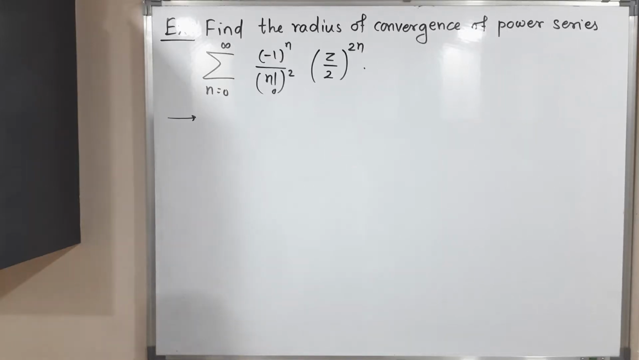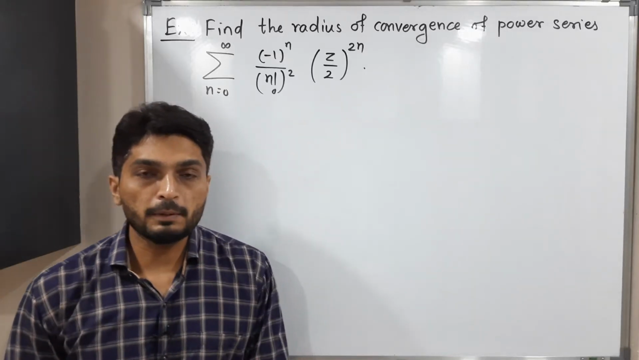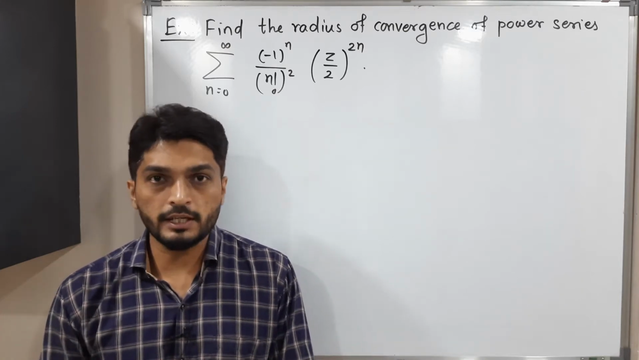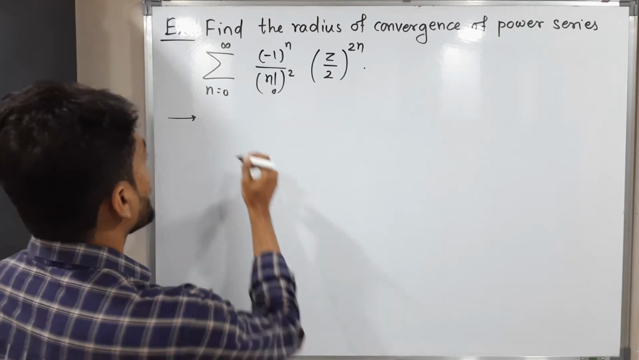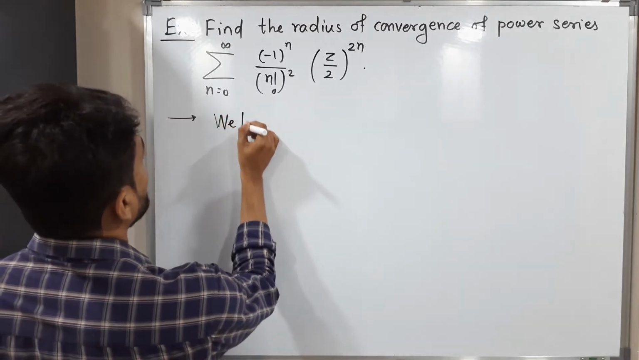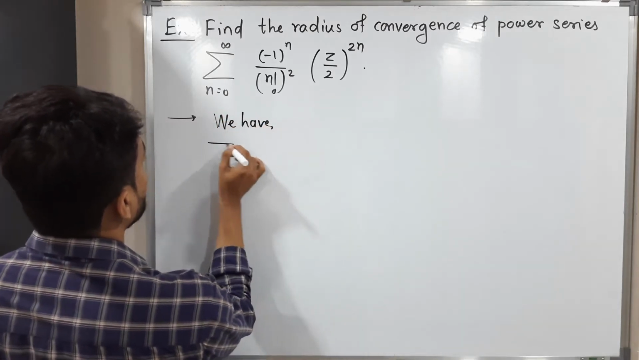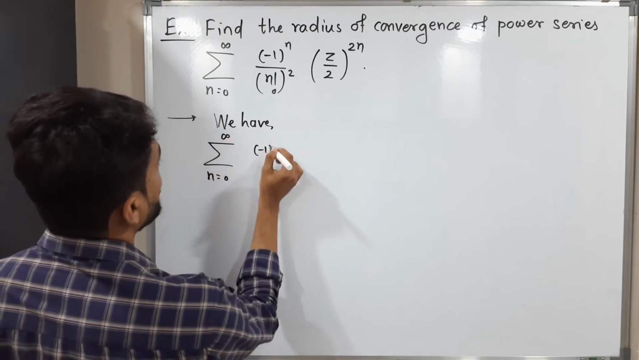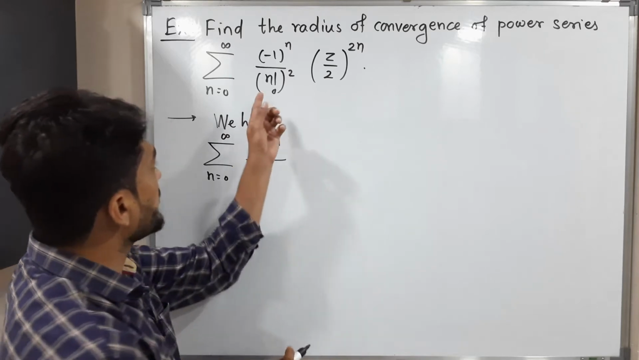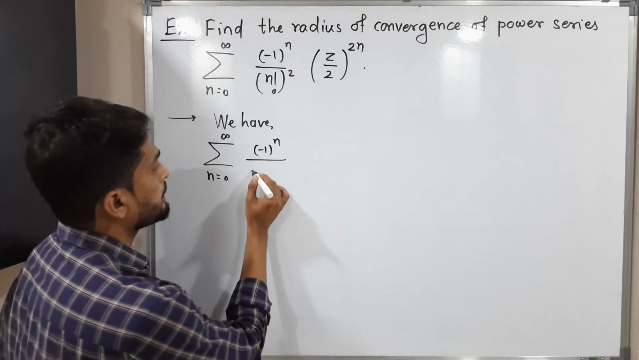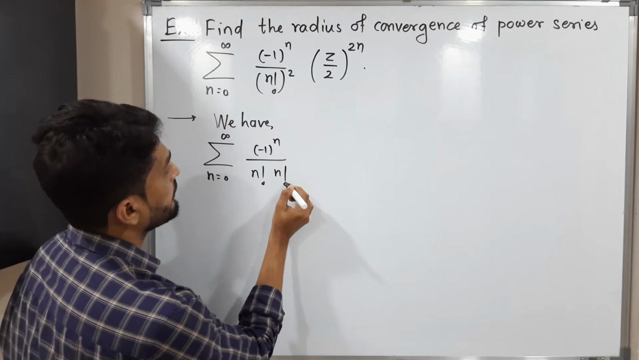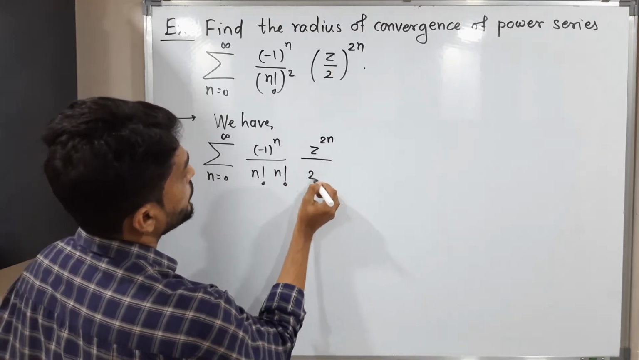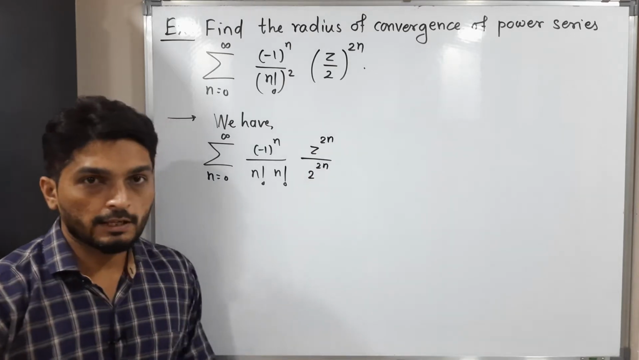Hi everyone, let us discuss this example. Say in this example we have a power series and we have to find its radius of convergence. Okay, so let us write the given power series first. We have summation n running from 0 to infinity, minus 1 raised to n divided by n factorial square. It means n factorial into n factorial. Let us take separate powers, z raised to 2n upon 2 raised to 2n. This is the given power series.